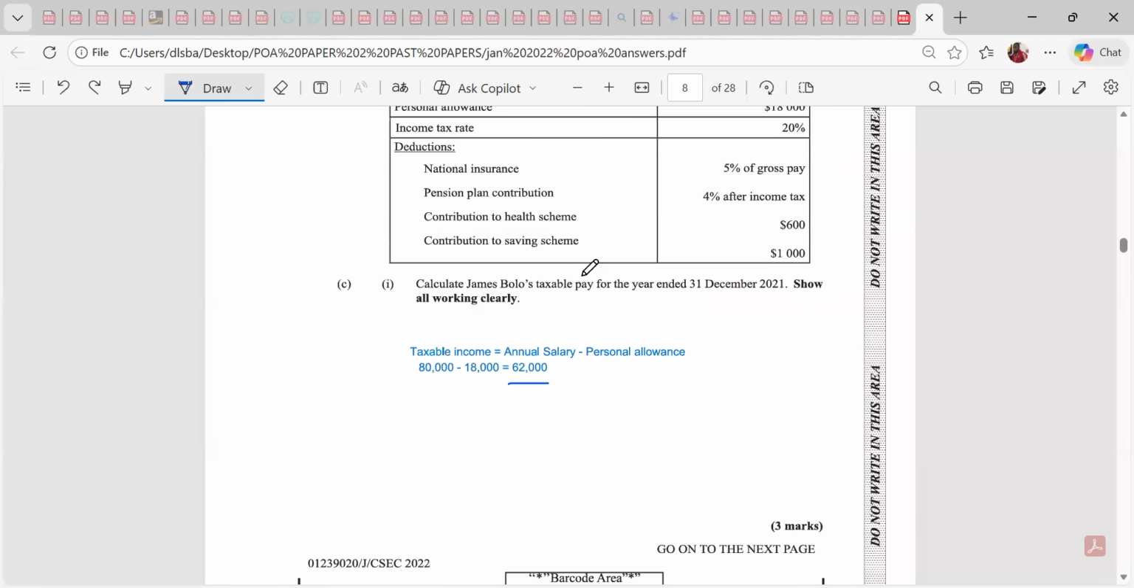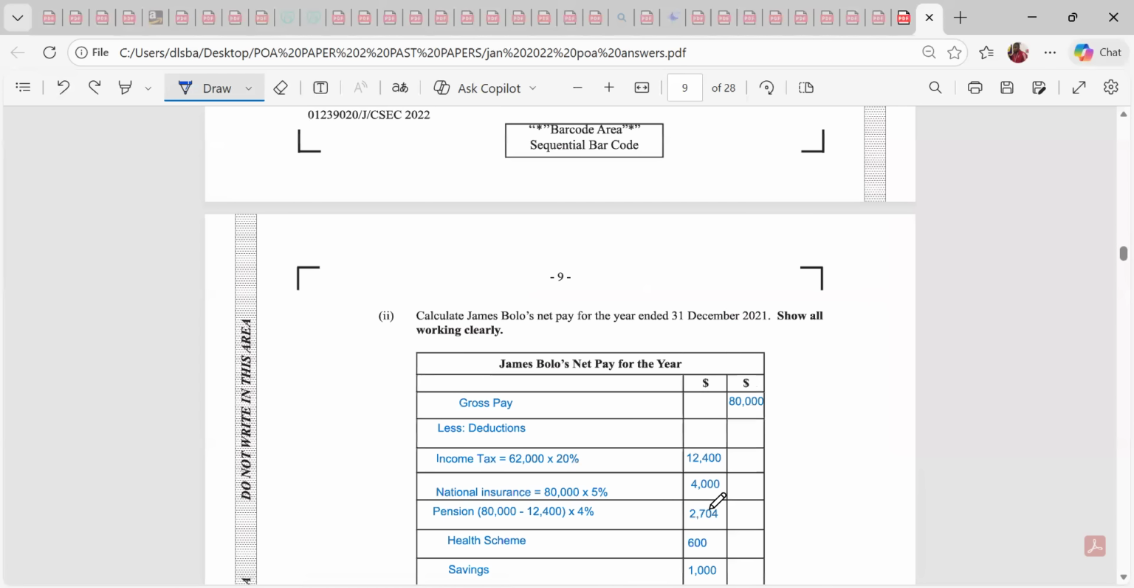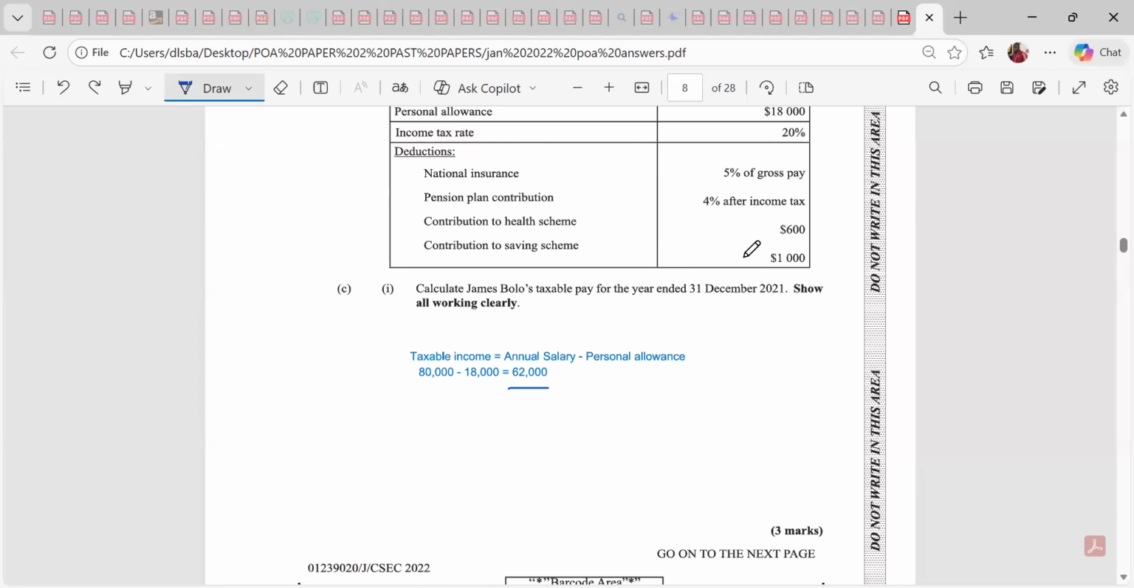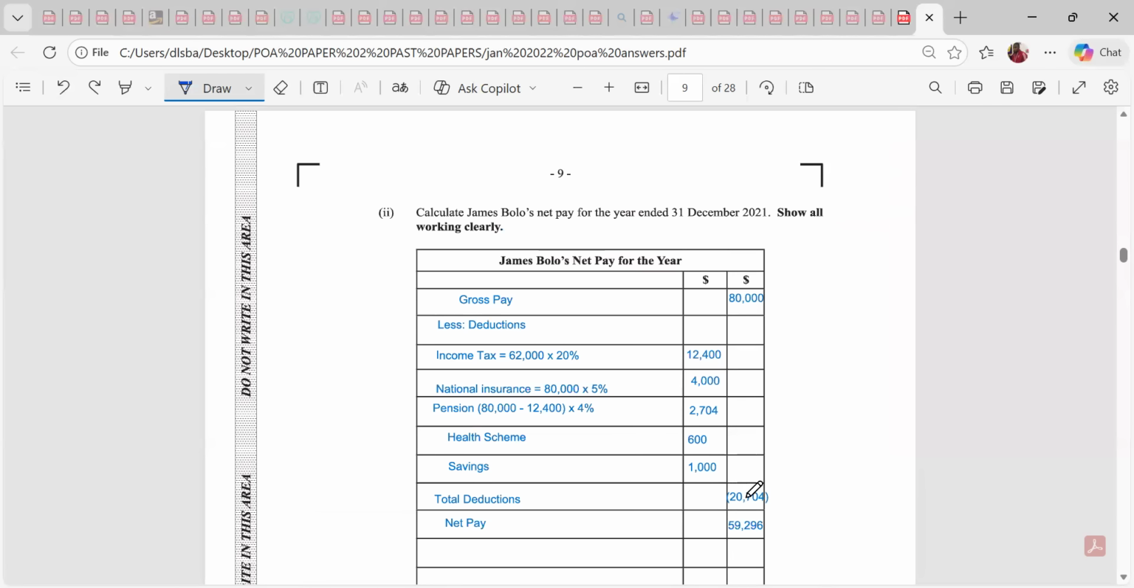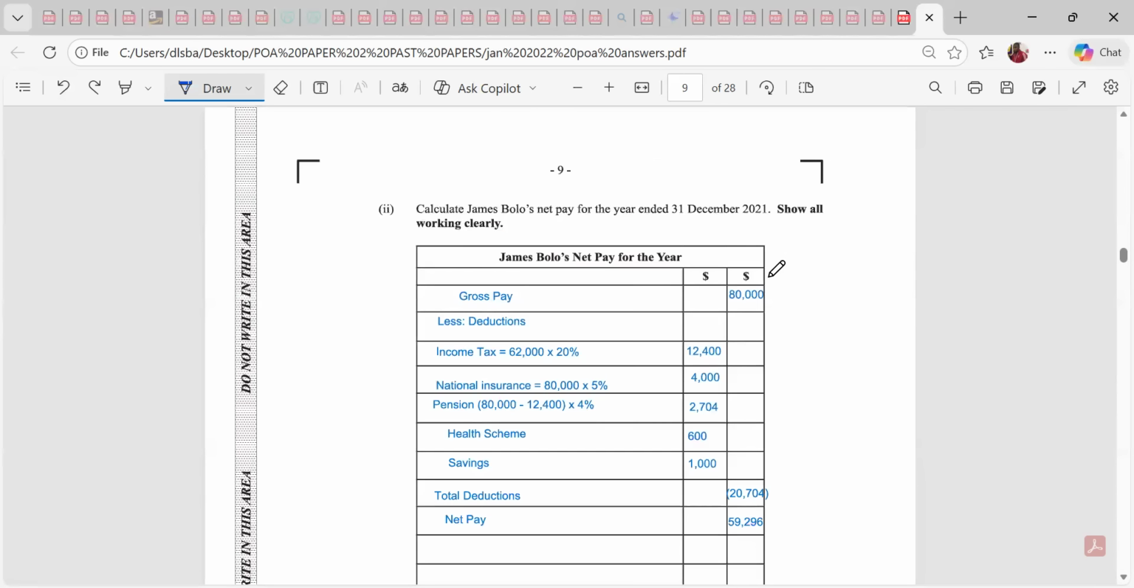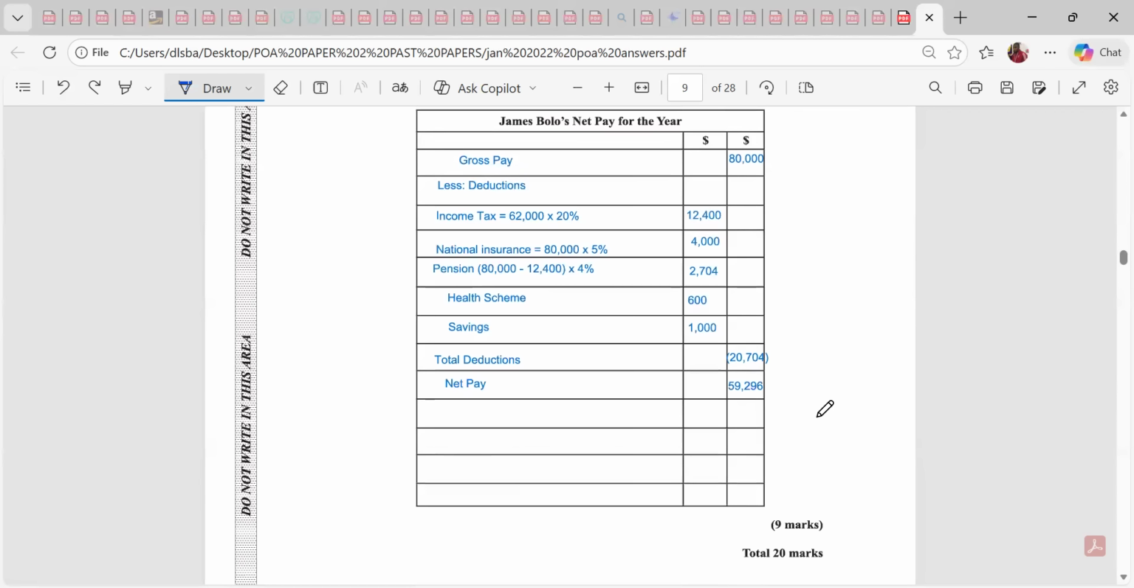They say the pension is 4% after income tax. So I'm going to take the 80,000 minus the income tax and multiply that by 4%. Well, what they tell me to do, that's how I do it. Contribution to health scheme, contribution to savings scheme, no calculation needed. Just list it out, add all of them up, give my total deductions, subtract it from my gross pay, and I get my net pay. 9 marks.